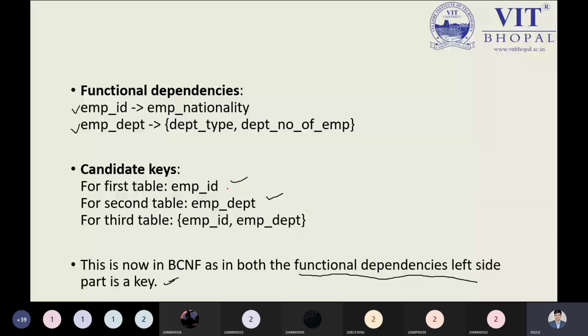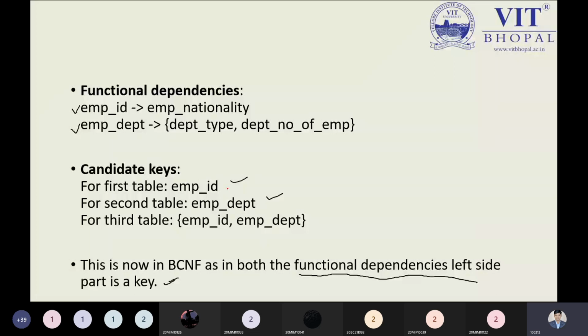So this is now in BCNF, as in both functional dependencies the left side is a part of the key. This is a little bit of difference we have to keep in mind from the third NF. So we can say it is the advanced version of the 3NF.